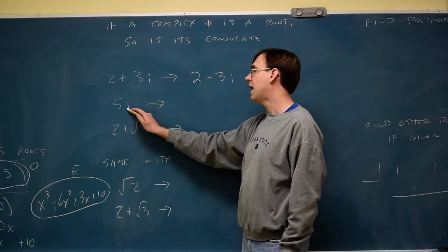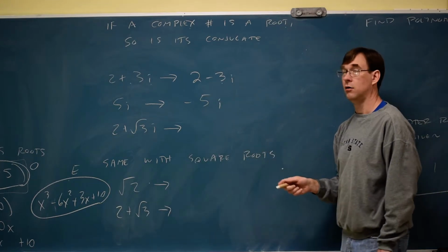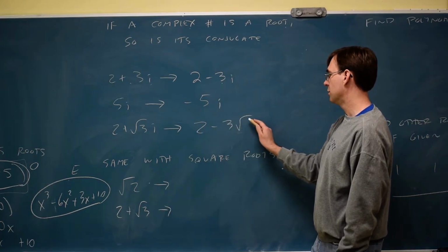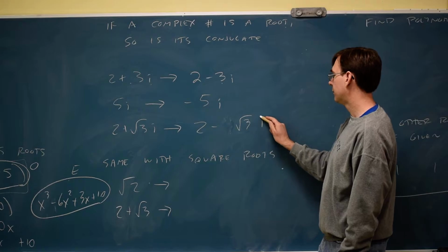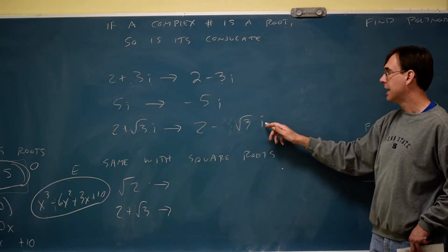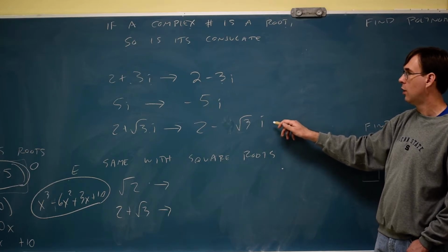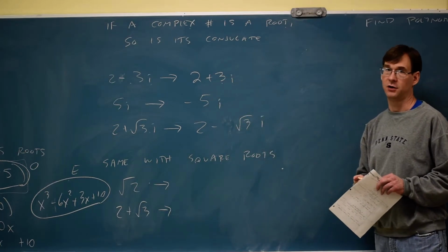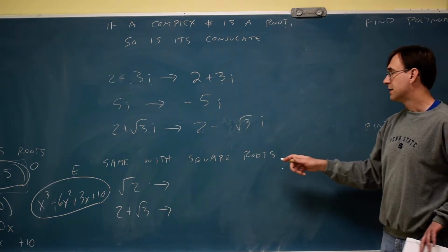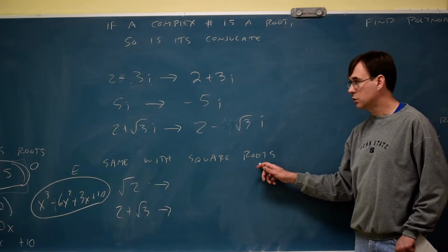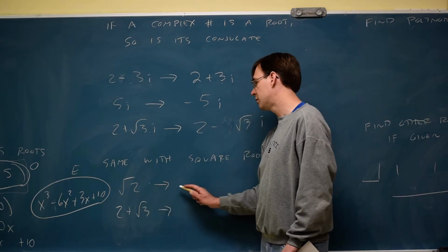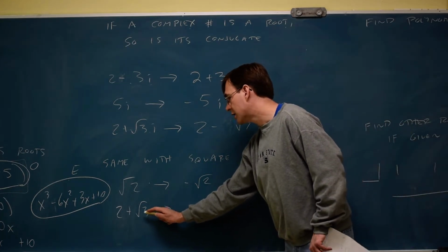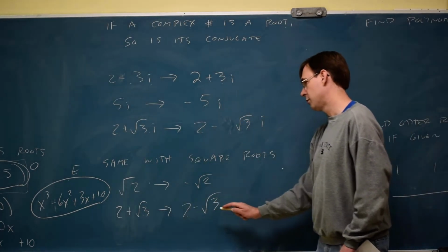So if you're ever told 5i works, negative 5i also works. If they say 2 plus root 3i, then 2 minus root 3i. Whatever worked, if it had an i in it, switch the sign where the i is, and that thing will also work. If this had been a minus, the buy one, get one free sale would have gotten you a plus version of it. Just switch that sign. The same buy one, get one free sale works with square roots also. So if I tell you square root of 2 is a winner, negative square root of 2 is a winner. If I tell you 2 plus root 3 works, 2 minus root 3 works.